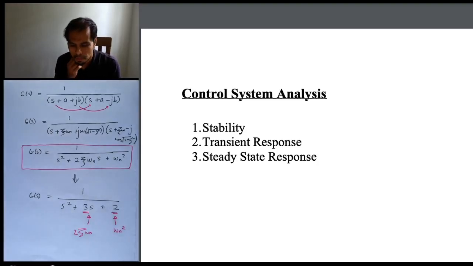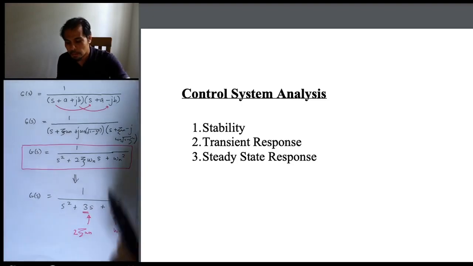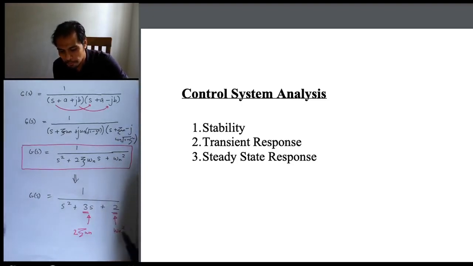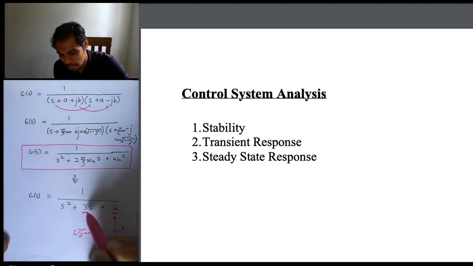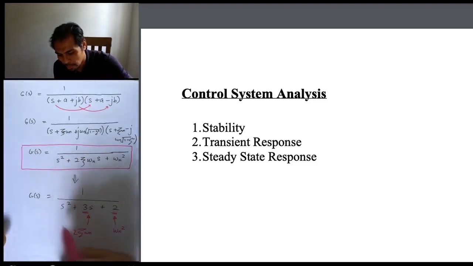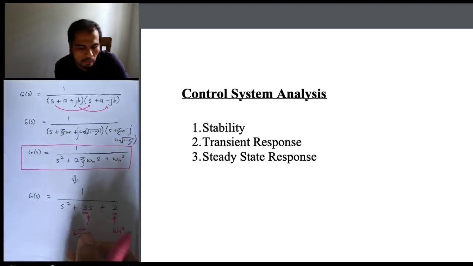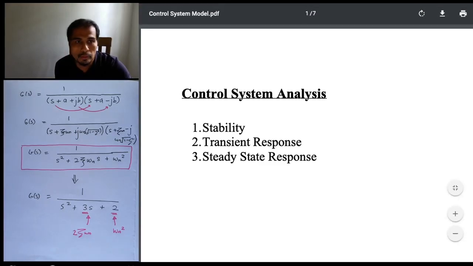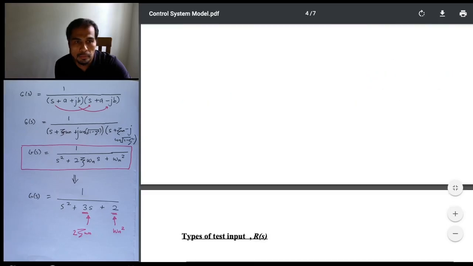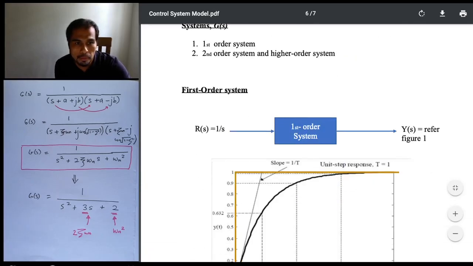Okay, now we have this standard form, and we have a transfer function, right? So we know that from the transfer function, this one is our omega n squared, and this 3 is our 2 zeta omega n. Once we know this, we can find all these parameters, the second order parameters.